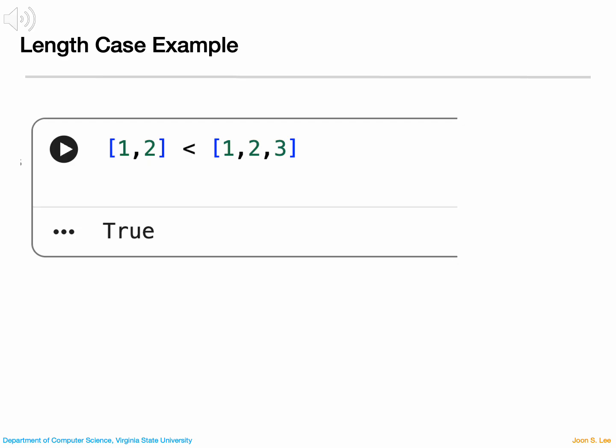This is also true. Here's why. Python compares lists from left to right. First elements, 1 and 1, they are the same. Second elements, 2 and 2, equal. Now the first list runs out of elements. When all compared elements are equal and one list is shorter, Python considers the shorter list to be less than the longer one. It works just like words in a dictionary. For example, cat comes before caterpillar because it matches up to a point and then ends. So in this case, since [1, 2] matches the beginning of [1, 2, 3] and is shorter, Python returns true.